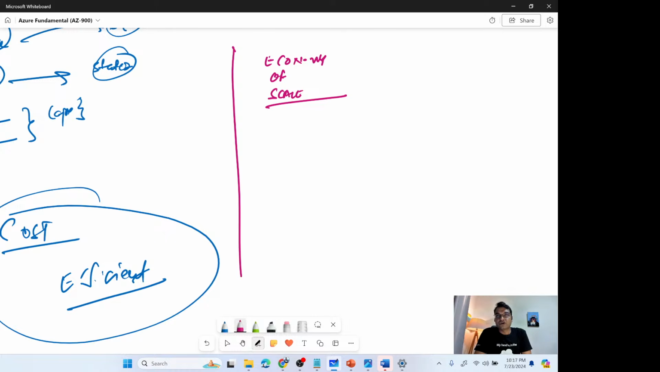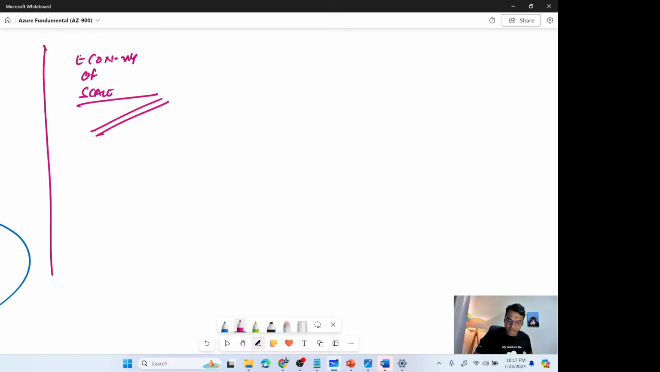Right. There are advantages there, and there are also some disadvantages that you might face when it comes to the cloud. I think we will eventually get there, so not to worry about that. So that is economy of scale. I hope you understood that concept now.